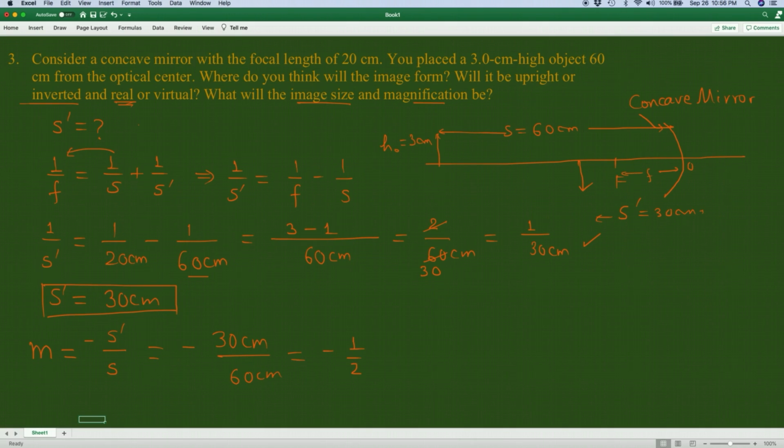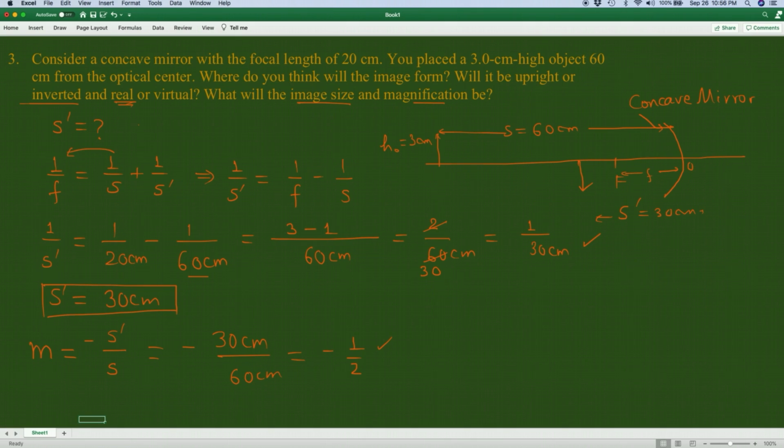Okay, so this indicates that the magnification is one half, which means the image is half the size of the object, and this negative sign implies that it's inverted.